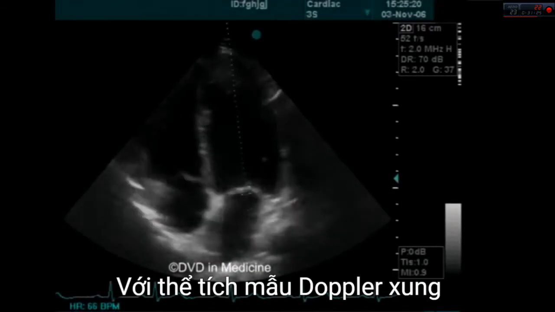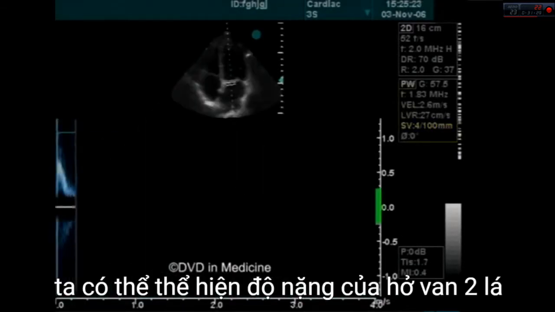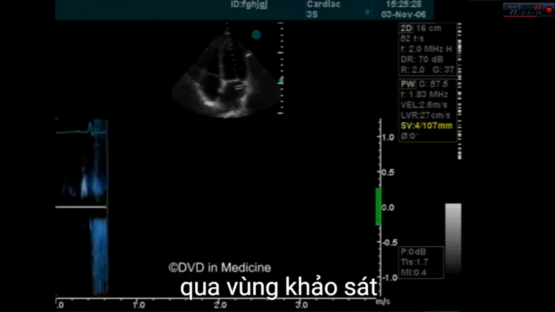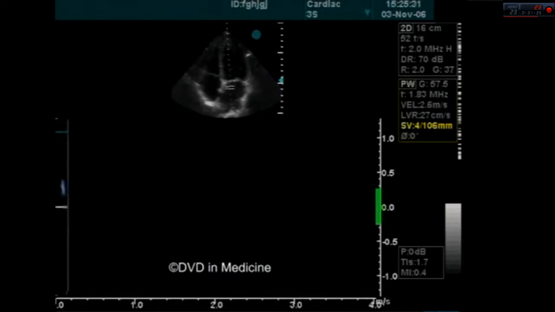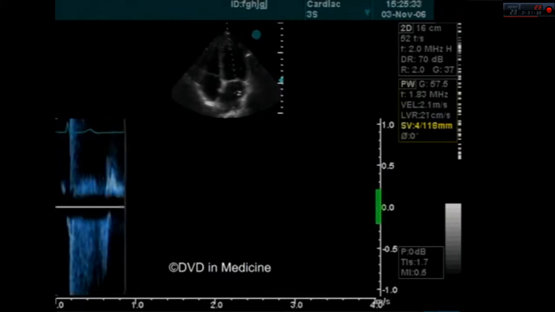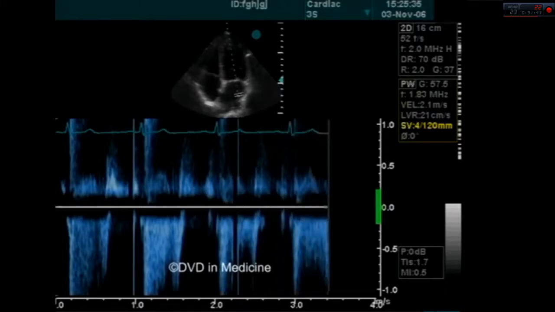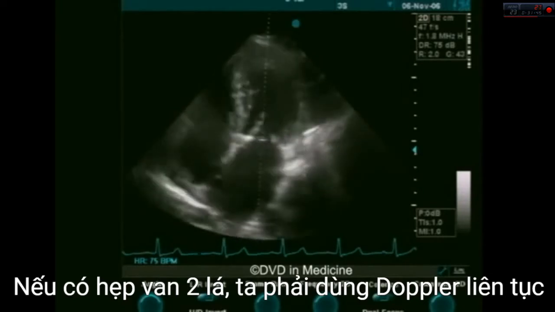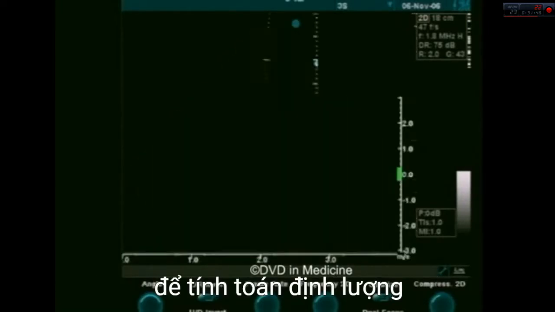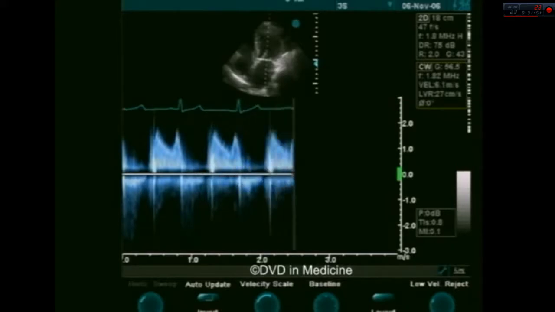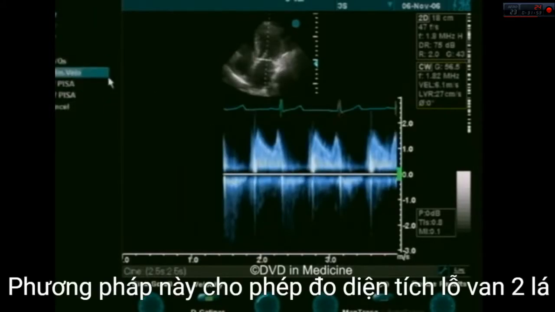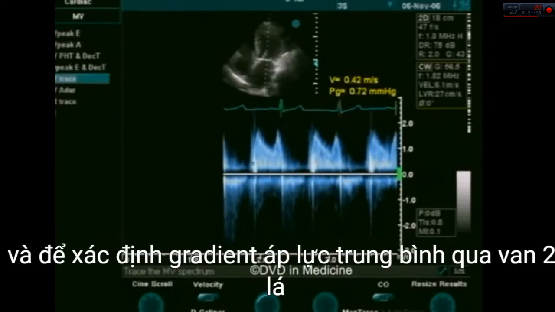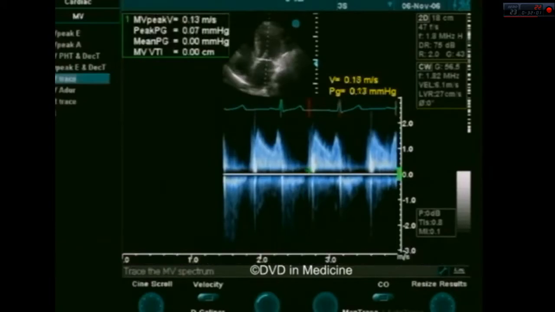With pulsed Doppler sample volume, one can map the severity of mitral regurgitation. This is achieved by moving a sample volume across the area of interest. If there is a mitral stenosis present, one should use continuous wave Doppler for quantitative calculations. This method will allow us to measure the area of the mitral orifice and to determine the mean pressure gradient across the mitral valve.